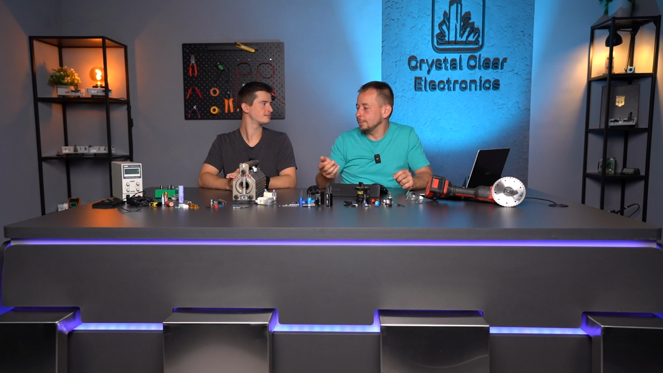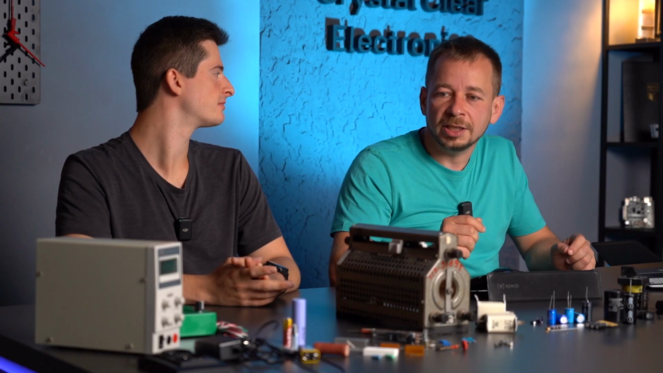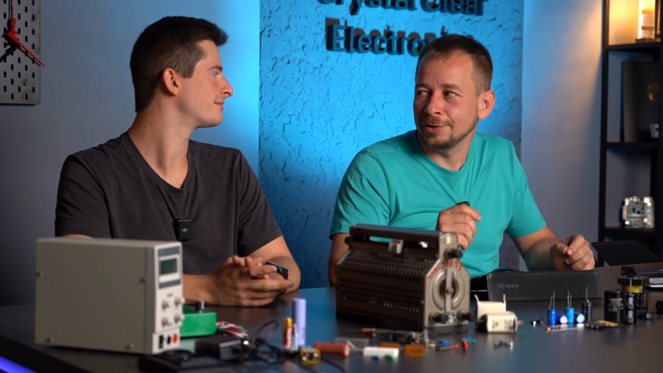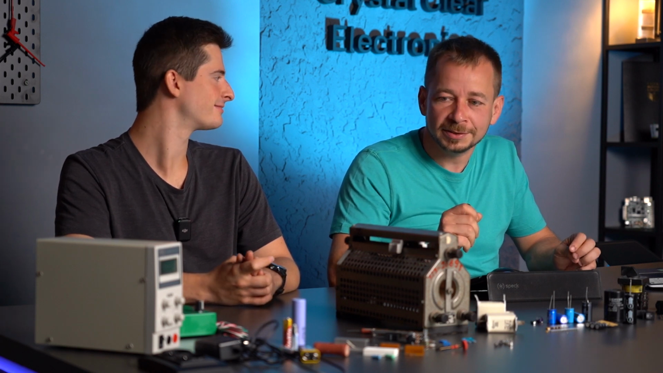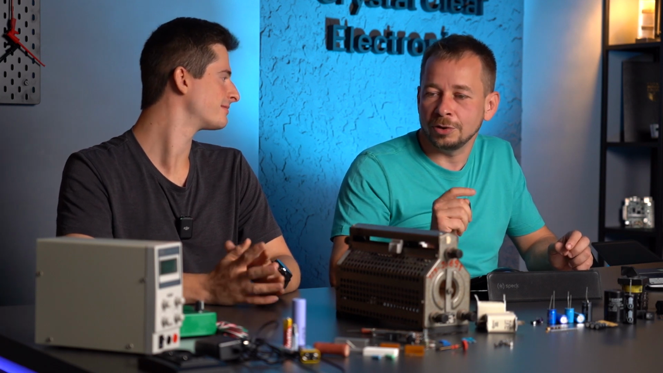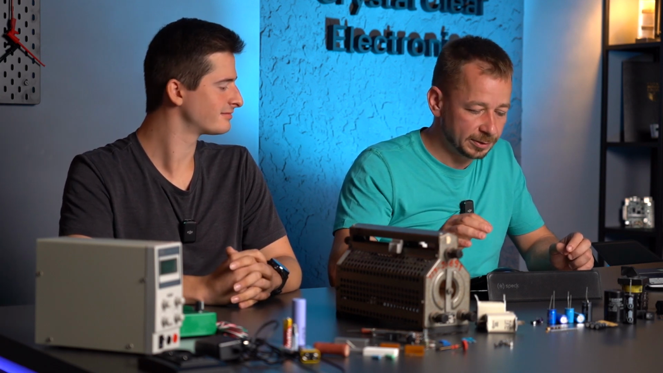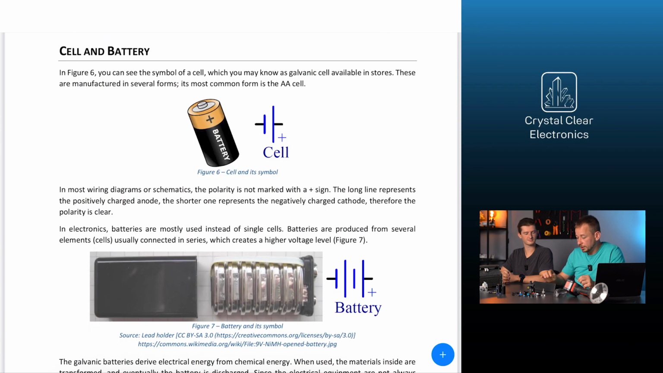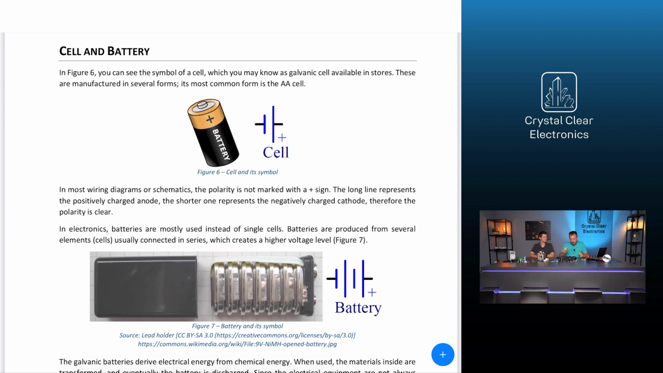That's right, the battery cell is rechargeable due to the materials used, whereas a very similar galvanic cell should not be recharged. However, they are often used, so let's look at the wiring diagram of the galvanic cell in the lesson. These are manufactured in several forms. Its most common form is the AA cell.